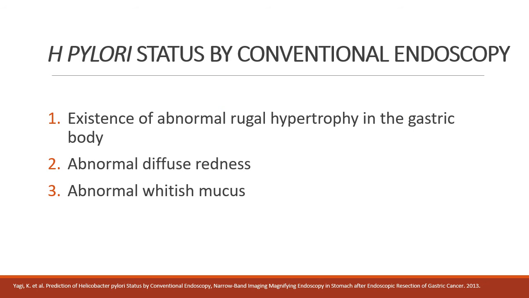Let's move on to image-enhanced endoscopic findings of H. pylori positive gastric body and antral mucosa. To judge the H. pylori status by conventional endoscopy, the following findings should be checked. Number 1, existence of abnormal rugal hypertrophy in the gastric body. Number 2, abnormal diffuse redness. And lastly, abnormal whitish mucus. If more than one of these three features is observed, the stomach is diagnosed as having H. pylori positive active gastritis by conventional endoscopy.